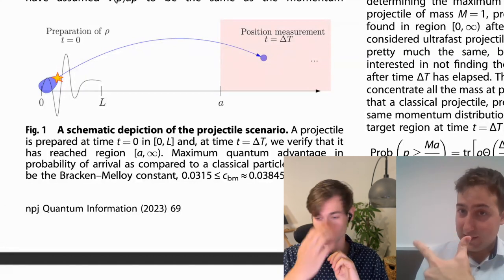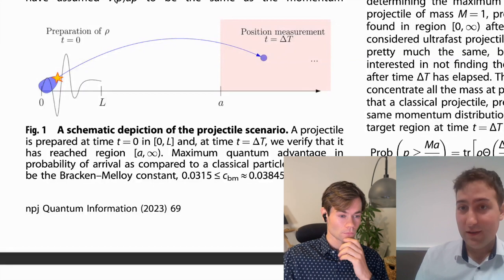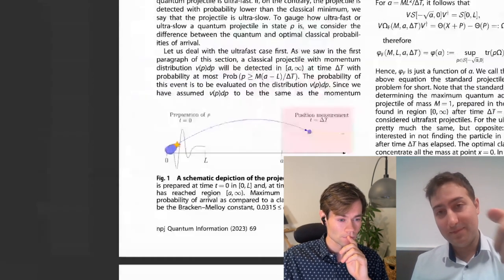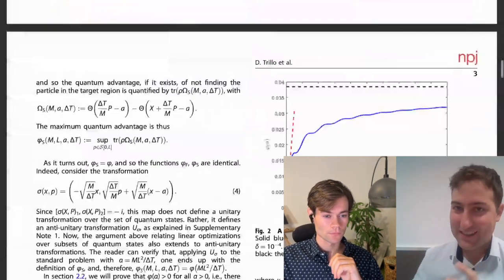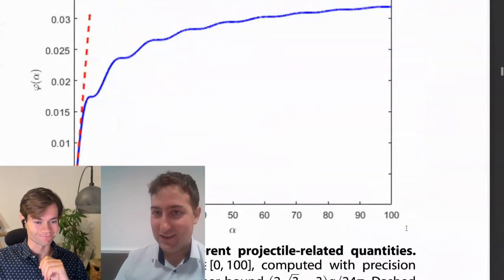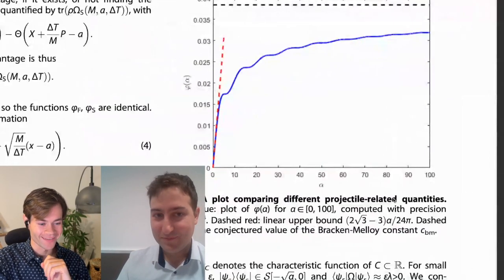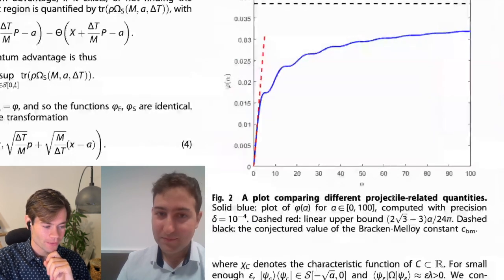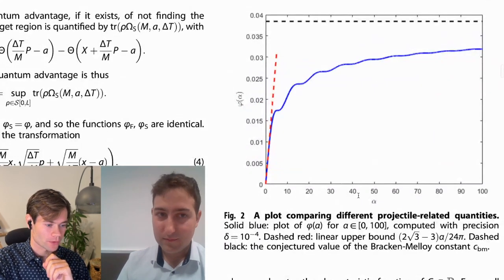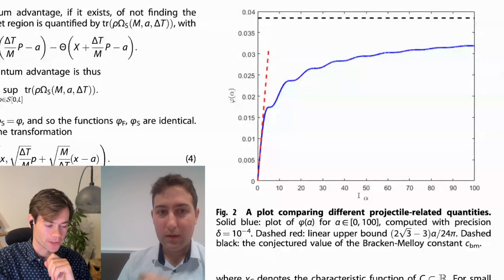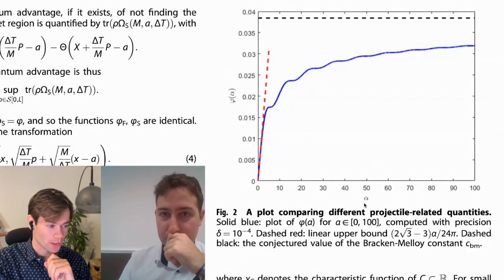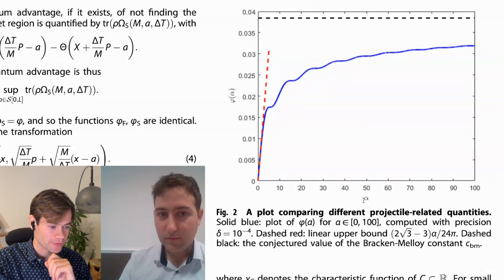Okay, but this is possible, and it turns out that this number is exactly the same as the maximal quantum advantage of this projectile scenario. This was amazing. If we talk about the figure here, while we're on this topic, I think this figure illustrates quite well how you also converge onto this value.